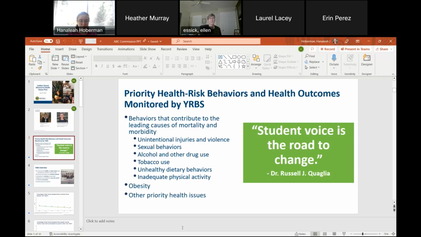We ask about obesity, and then based on requests from our partners, sometimes we have other priority health issues, depending on what data is leaning us toward at any given time. And the one most important thing to remember about the survey is it's probably the only source of data that we have in North Carolina that comes directly from our students. So it's their voice, it's what they tell us they need for their health. A little more about the survey.